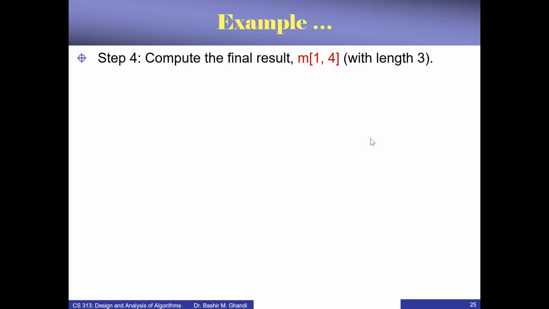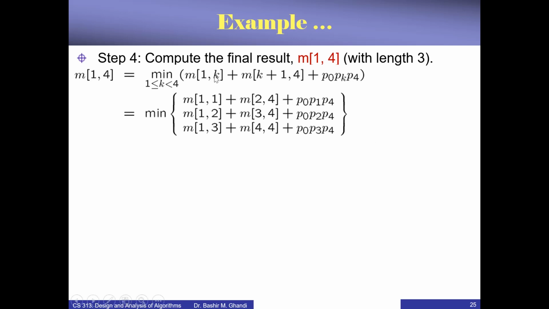So for 1, 4, which is of length 3, we have 3 options to consider and find the minimum, with K equal to 1, K equal to 2, and K equal to 3. So this is our general formula. If K is 1, you will have M11 plus M24 plus P0, P1, P4. If K is 2, you will have M12 plus M34 plus P0, P2, P4. And the last one, if K is 3, you will have M13 plus M(3+1), which is M44, plus P0, P3, P4.